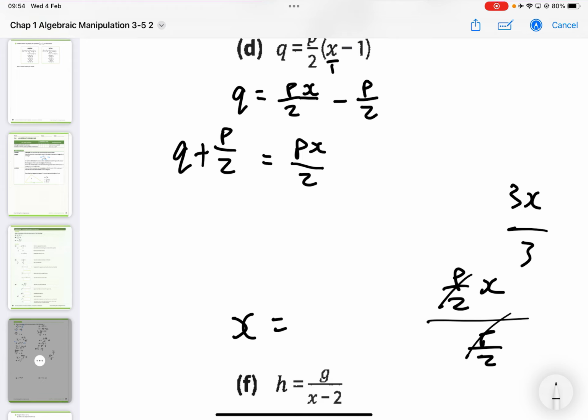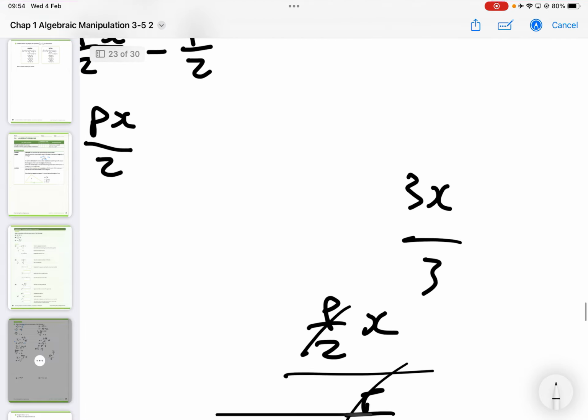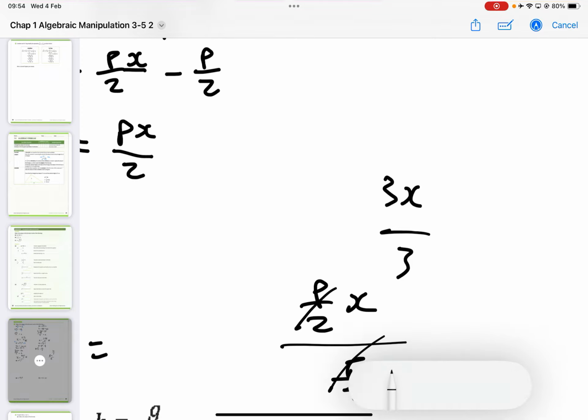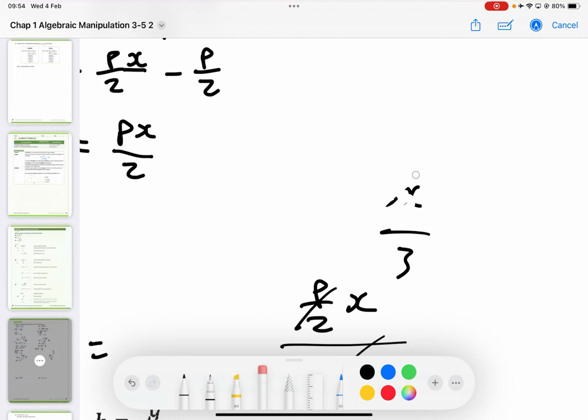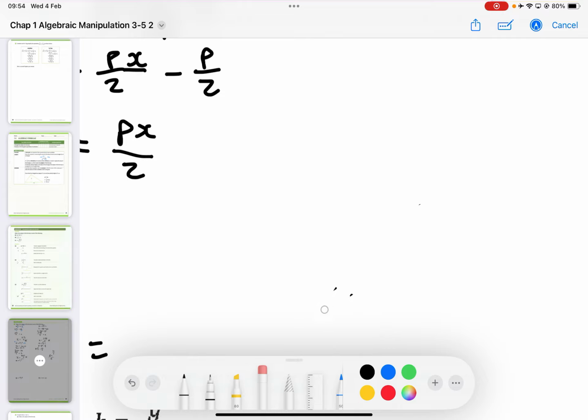How can I make px over 2 become 1x, if I don't want to just divide by p over 2? Dividing is fine, but I want to show you another way, by multiplication. So this one, you divide by p over 2, then here's x, then that's the answer. Yeah, divide the whole left by p over 2.